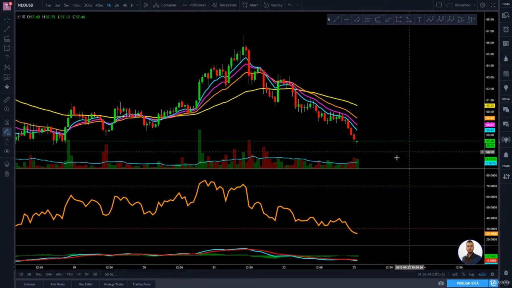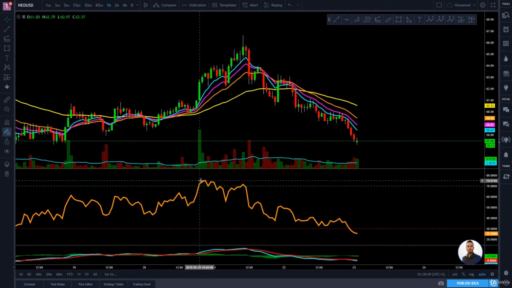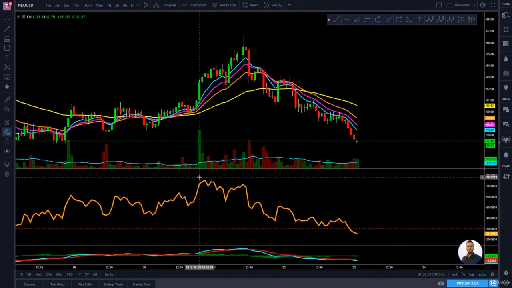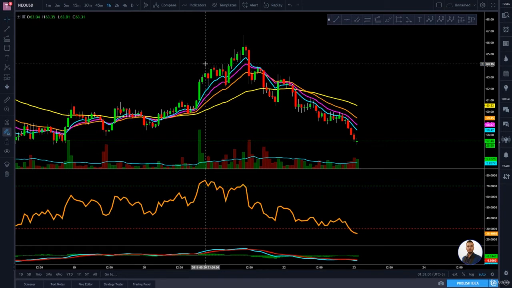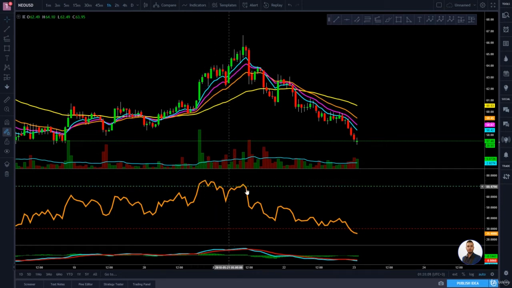candlestick chart. Let's take a look at the RSI, and what we see right here is that we reached the overbought zone on the RSI of 75, and from that point we start to make lower highs on the RSI. But if you look at the candlestick chart, we are making higher highs, and what does that mean? That means that we are losing strength and soon it will be a very good time to sell.